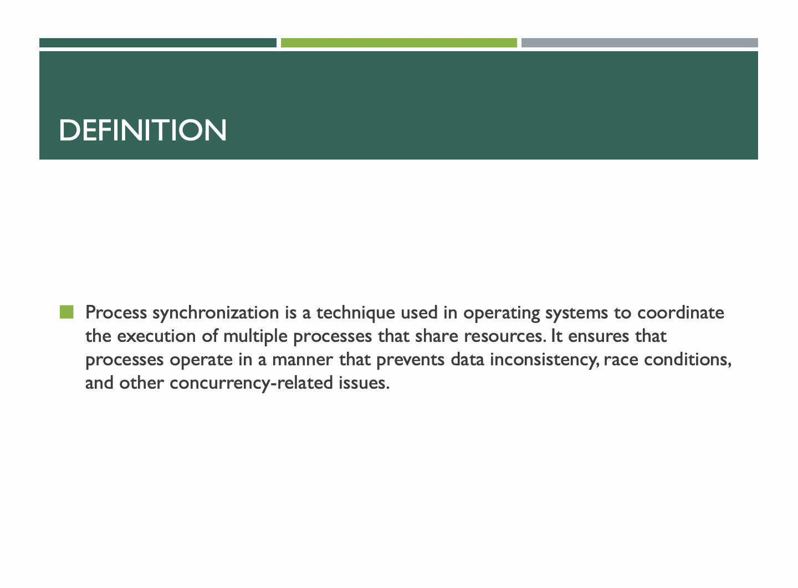Okay, now that we have introduced process synchronization, let's begin by defining it. So basically, it is a technique used in operating systems to coordinate the execution of multiple processes that share resources. It ensures that processes operate in a manner that prevents data inconsistency, race conditions, and other concurrency related issues. This means that when multiple processes try to access shared resources, the operating system must ensure that they do so in an orderly and controlled way.